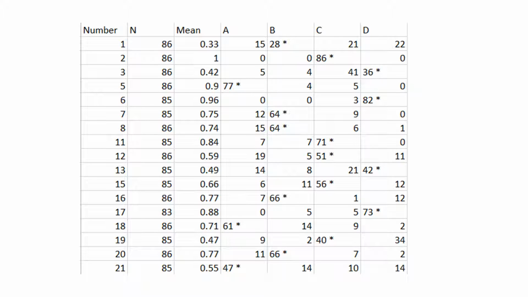This was actually the table where it shows the question number. These are only the multiple choice questions. It shows the number of students that completed each question and the mean, or the average percent right, on each question, as well as the answer choices selected, which are noted by the asterisk there.